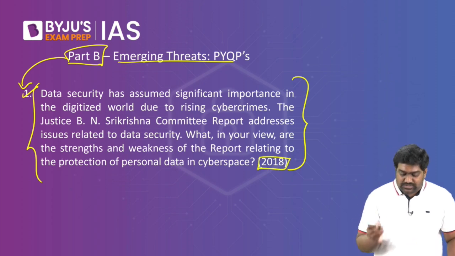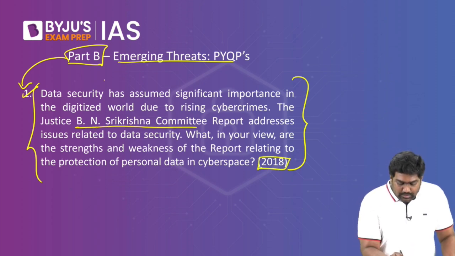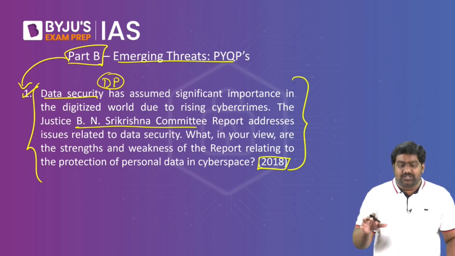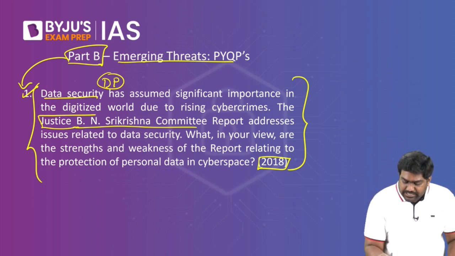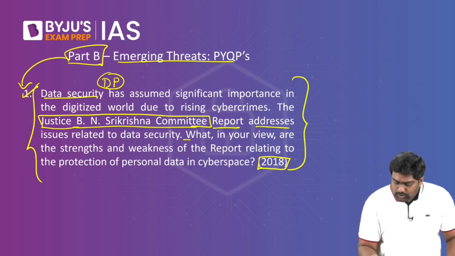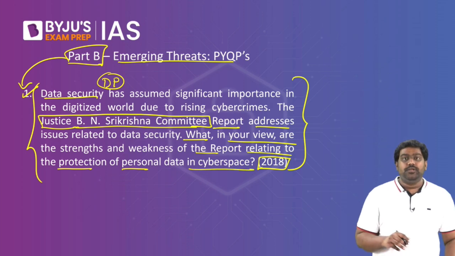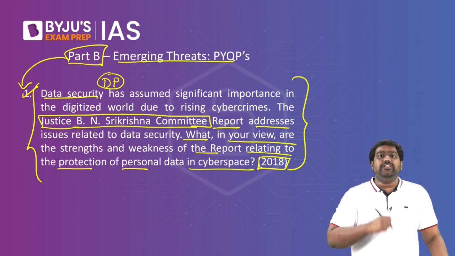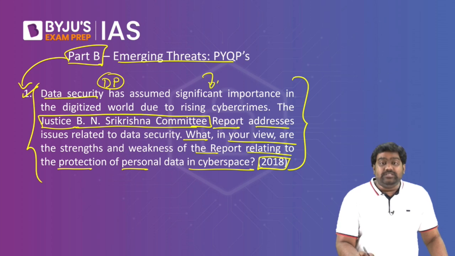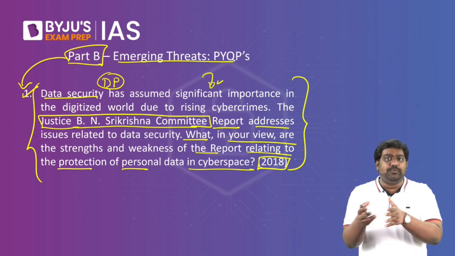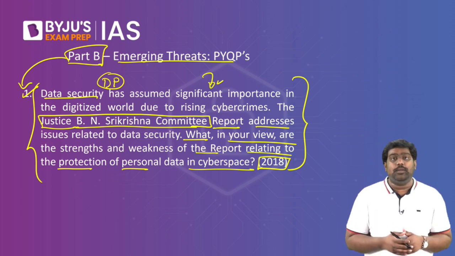There was a question in 2018 based on data security and data protection. Because that year, India had constituted a committee, the Justice B.N. Sri Krishna Committee, to suggest recommendations for a data protection law. Right? This topic is recently in news as well. Based on these recommendations, India had introduced a bill in the parliament. Recently, the bill has been withdrawn by the government as well.